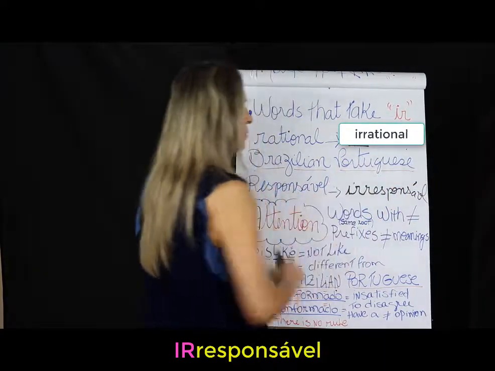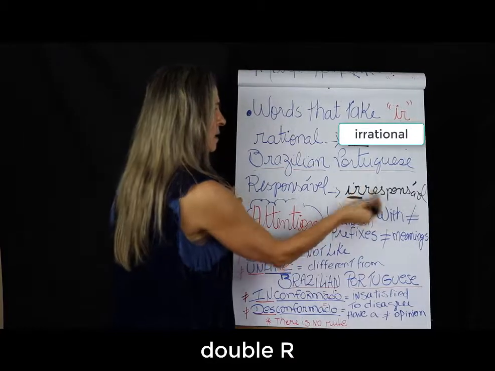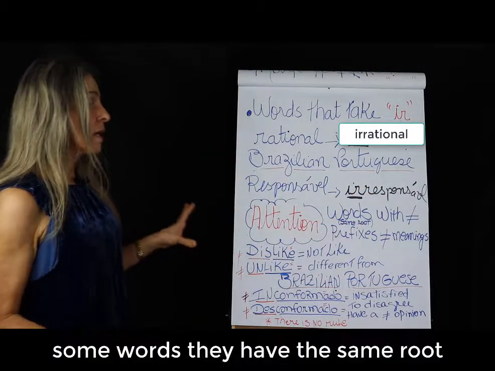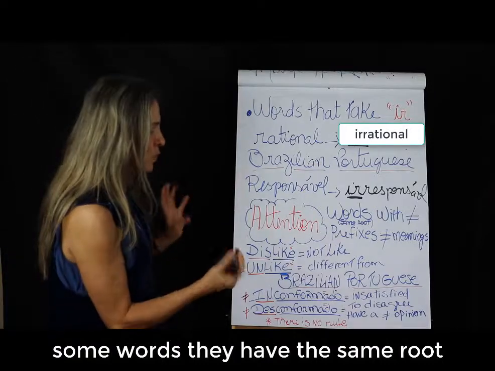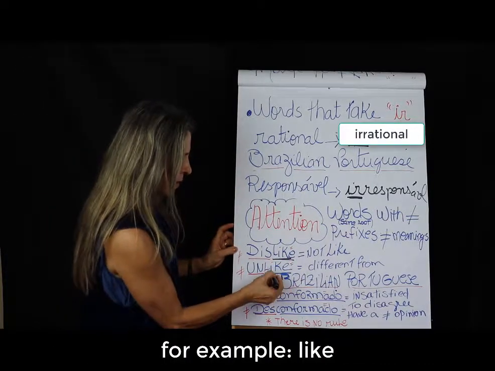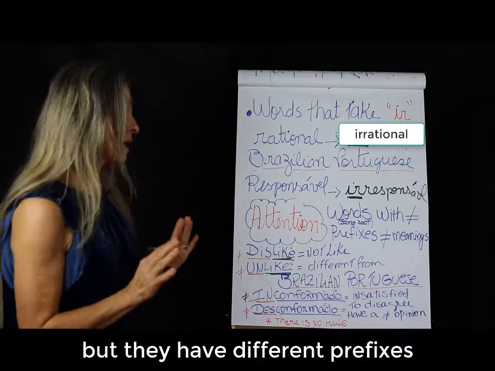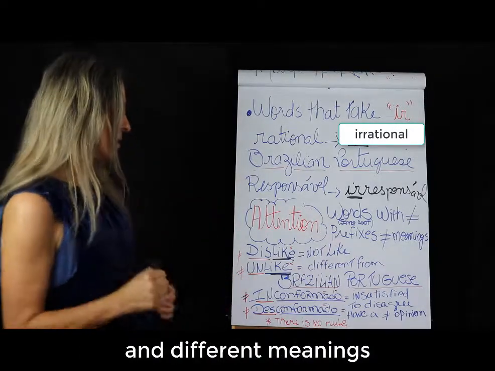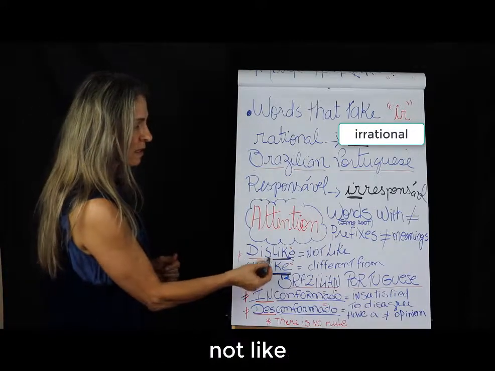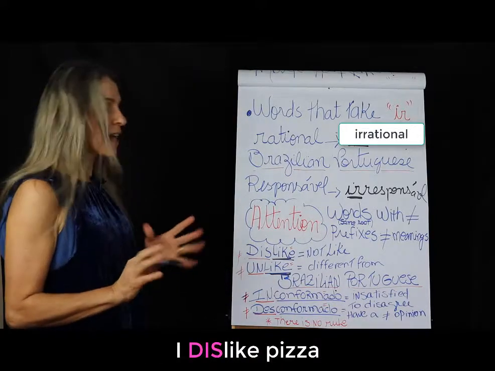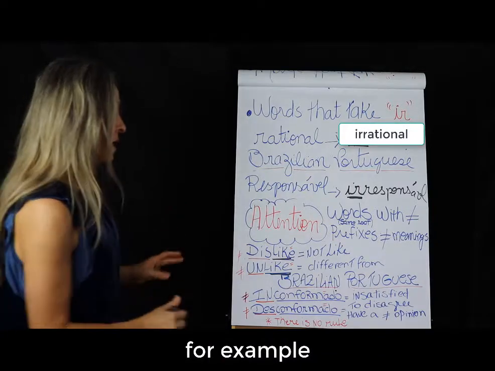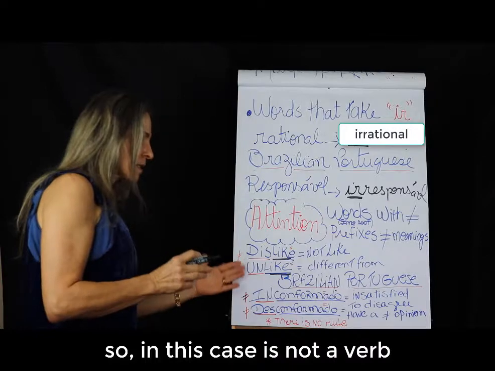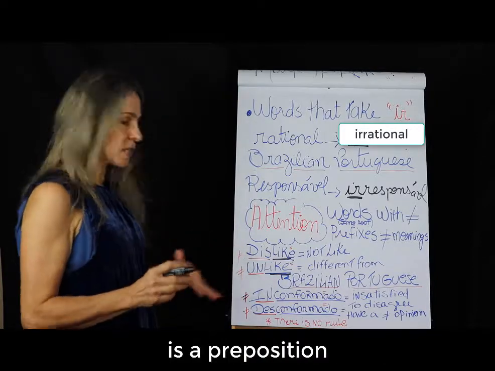Irresponsável. Irresponsável. Okay? Double R. Attention. Some words have the same root, for example, like. They have the same root, okay? But they have different prefixes and different meanings. For example, dislike, not like. Okay, I dislike pizza, for example. Unlike is different from. So in this case, it's not a verb, it's a preposition.